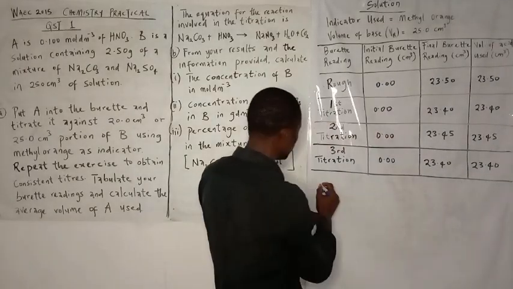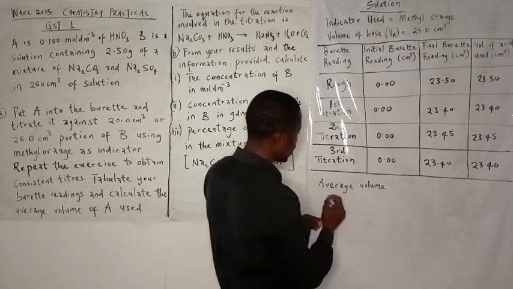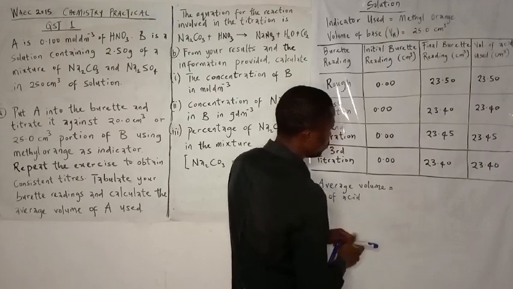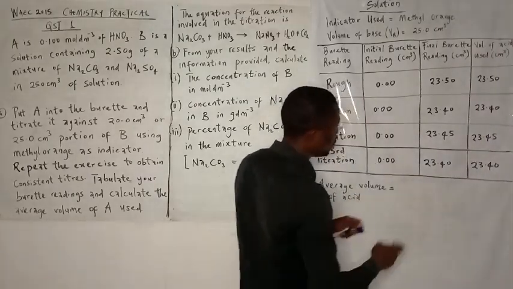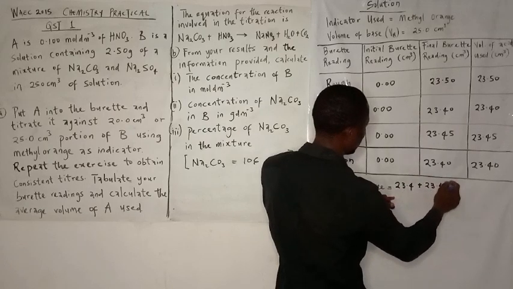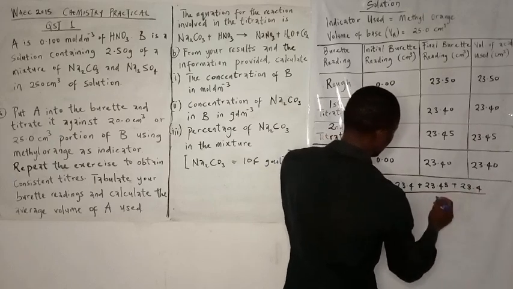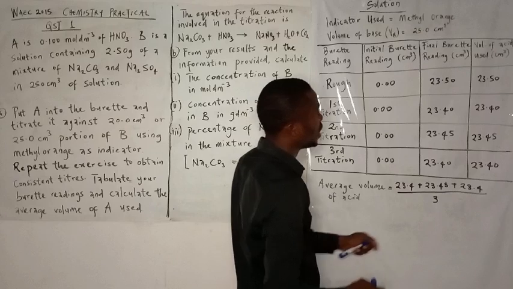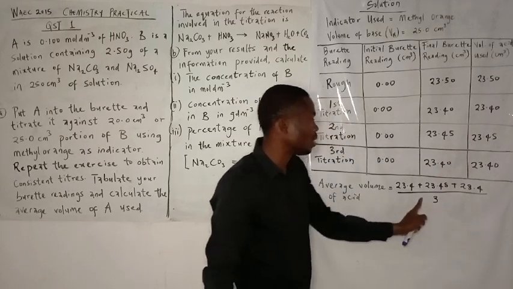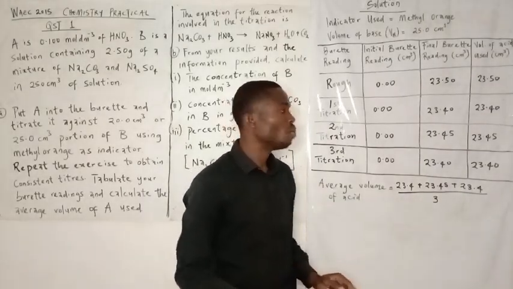So we say average volume of acid is equal to the first, second and third. So we have 23.4 plus 23.45 plus 23.4 divided by 3. We are looking for the average. You will notice that the volumes of acid that we are using to calculate our average titer value are all within the range of plus or minus 0.1. They are within that range.